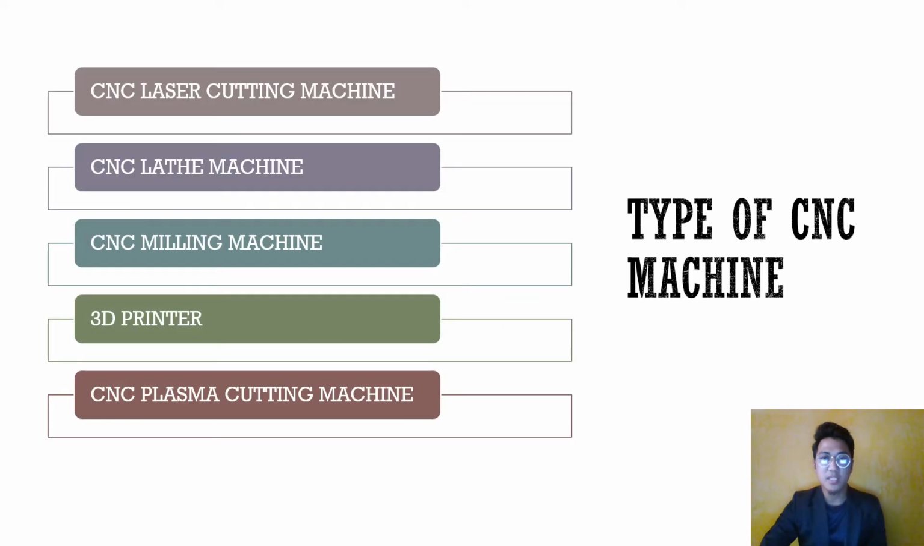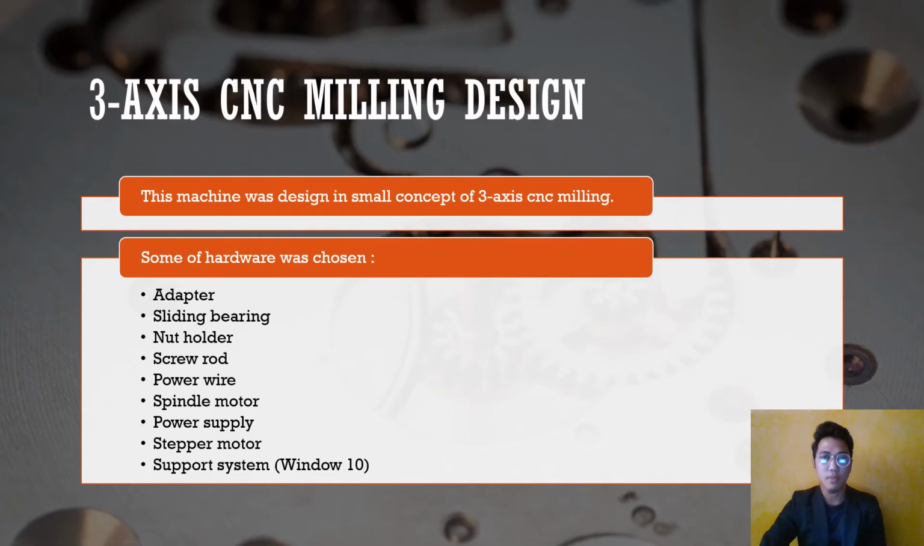Types of CNC machine: CNC laser cutting machine, CNC lathe machine, CNC milling machine, 3D printer, and CNC plasma cutting machine. This machine was designed in a small concept of 3-axis CNC milling. Some of the hardware chosen: adapter, sliding bearing, nut holder, screw rod, power wire, spindle motor, power supply, stepper motor, and support system, which is Windows 10.